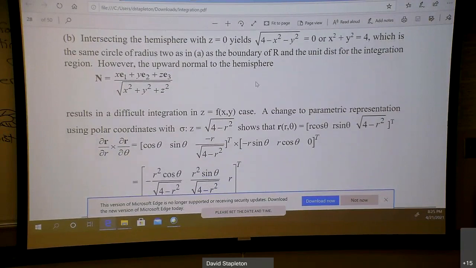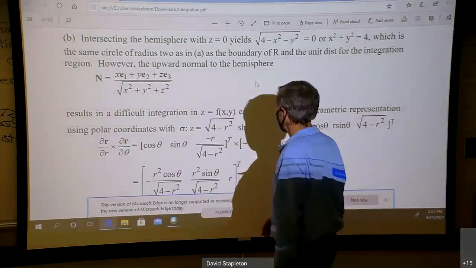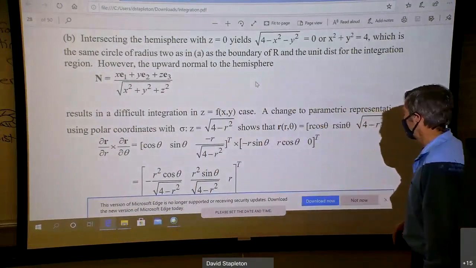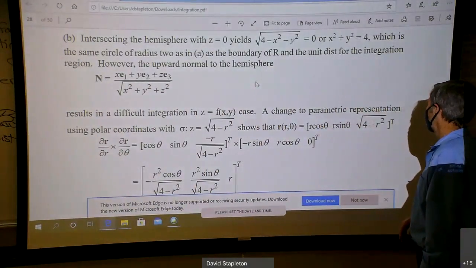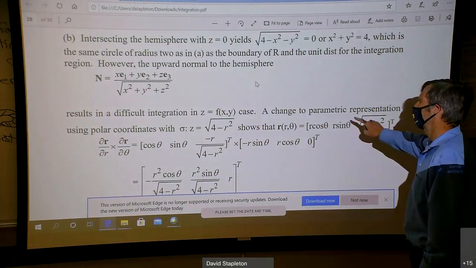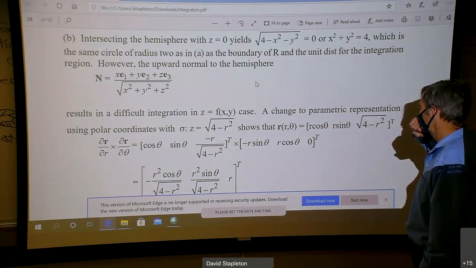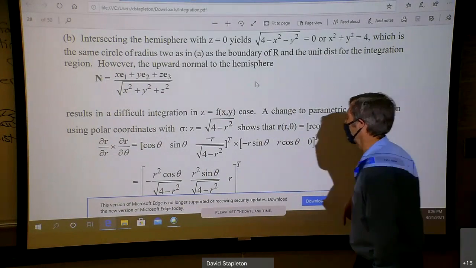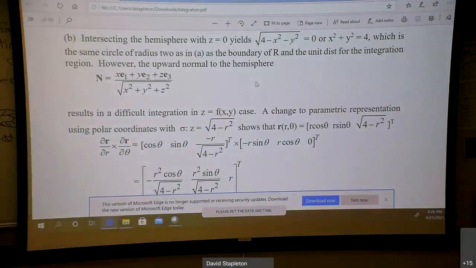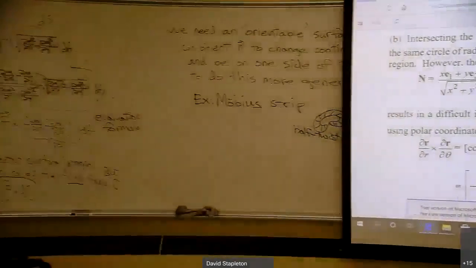For the hemisphere, if I now calculate the flux through the hemisphere, well, tell you what, this one I used a parametric representation. Let me not write this one yet. Let's just do the other one. Write that in a little more detail.